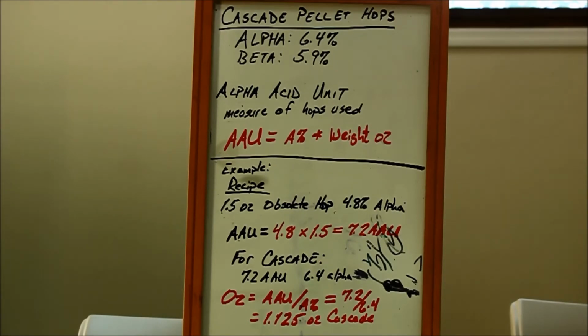Guys, that's the quickest and simplest way to figure out how much hops you need for the batch, from recipes with obsolete hops on them or when your alpha acids change from year to year. So that's kind of the meat and potatoes.